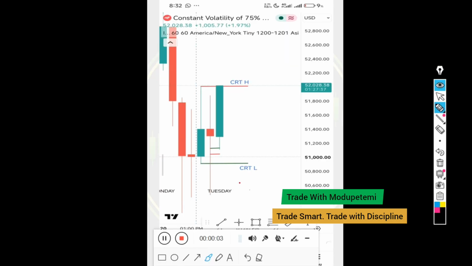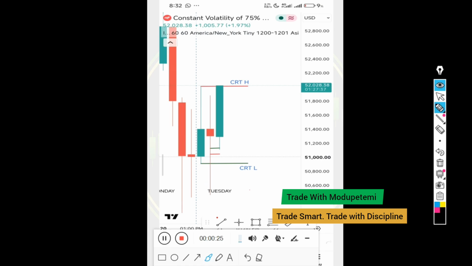Can you see this setup? Everything you are looking at was planned before the trade happened. And today I will show you how exactly I built this idea from the higher time frame all the way to the CRT entry setup. This is not just luck, it is planned, it is time-based.